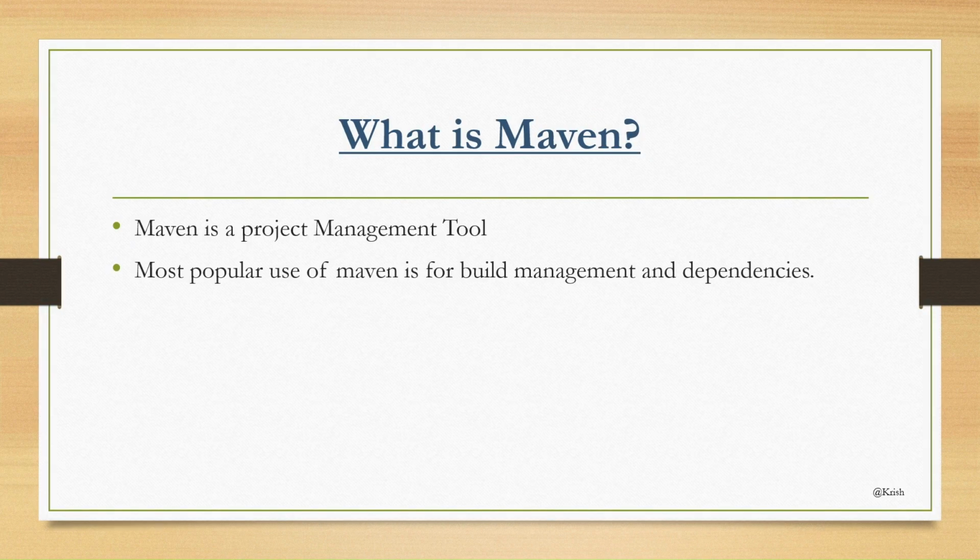What is Maven? Maven is one of the project management tools, and it is mostly used for build management and dependencies. It is very easy to add dependencies in pom.xml, and we can easily add those dependencies without adding them externally in class paths. Without going external, it's very easy to add by using Maven.